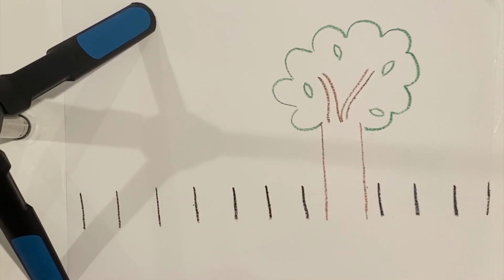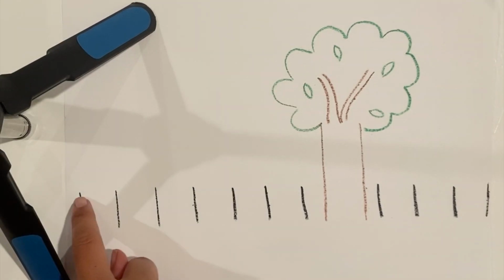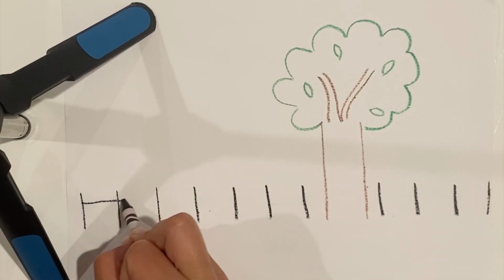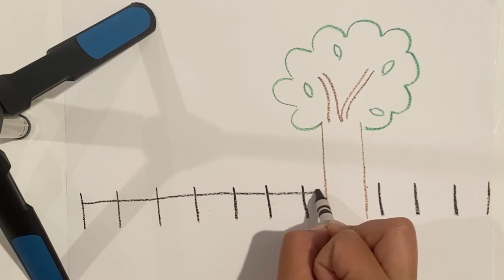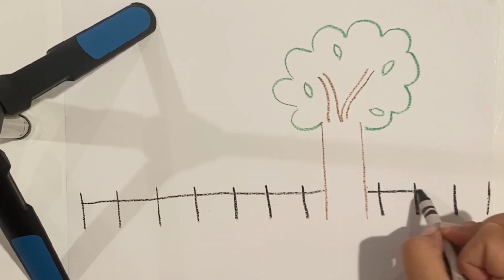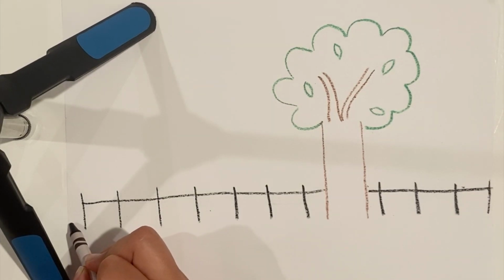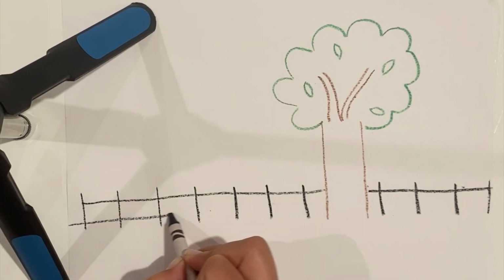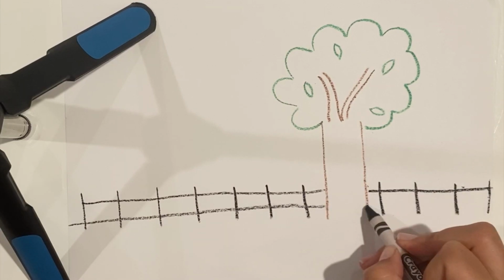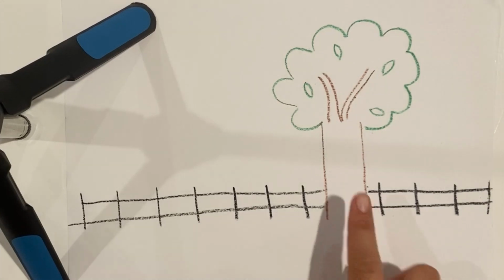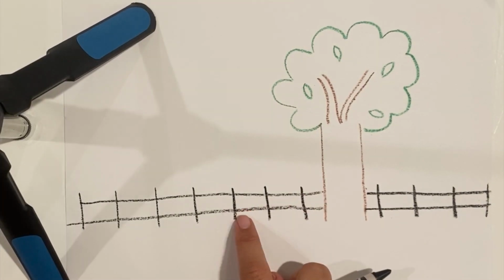Okay, now I'm going to draw the piece of the fence that goes down the middle to hold the fence together. So I'm going to take my crayon and I'm going to draw a big, long line. This one's near the top. And I'm going to do the same thing on the bottom. Another big, long line. Now we have a tree and a fence.